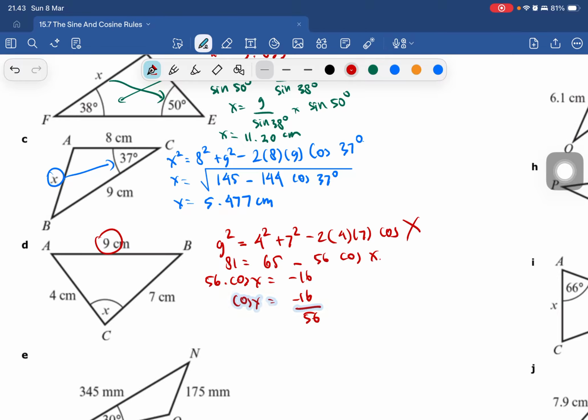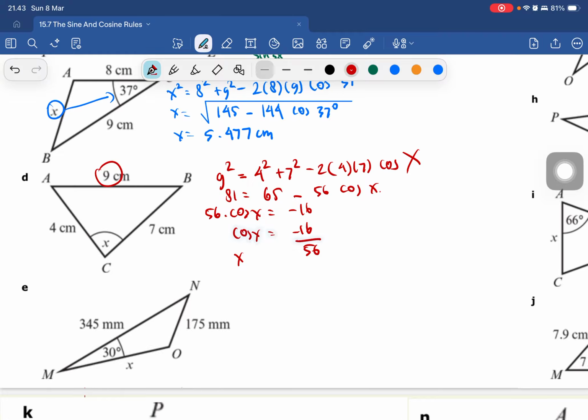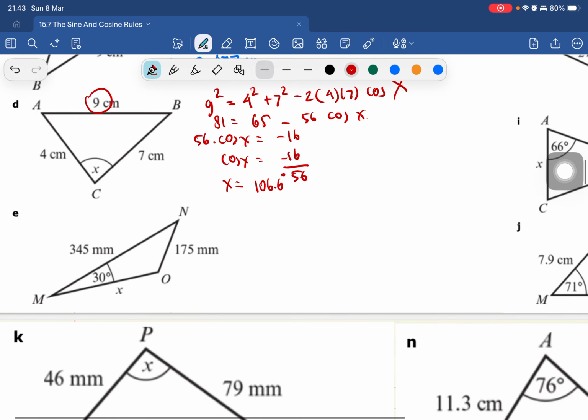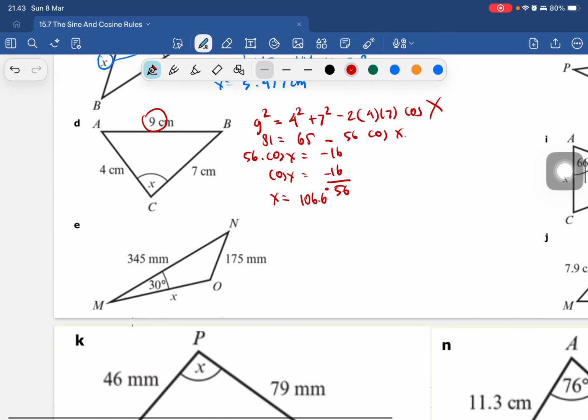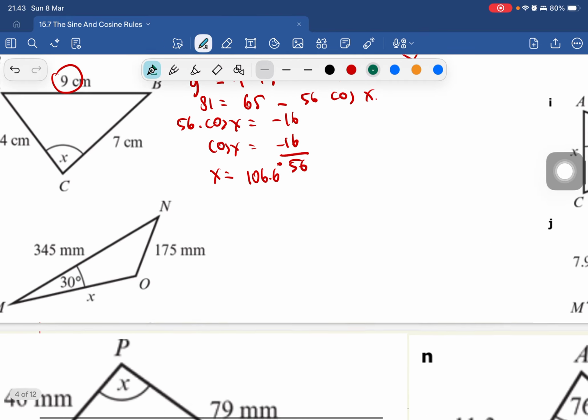Then we can just find the inverse of it. So we get x, or the angle of D, equal to 106.6 degrees. Next we have two sides, so we will use the cosine rule.